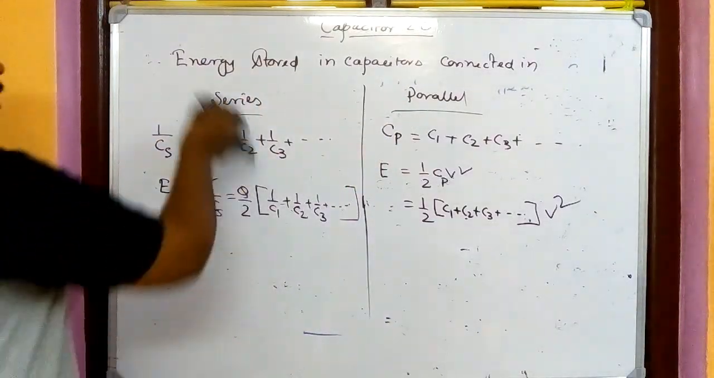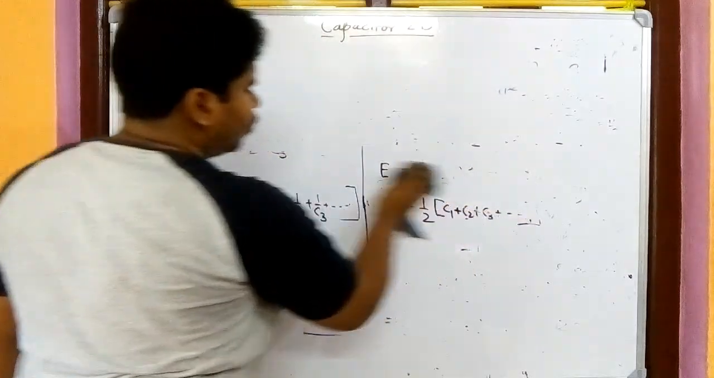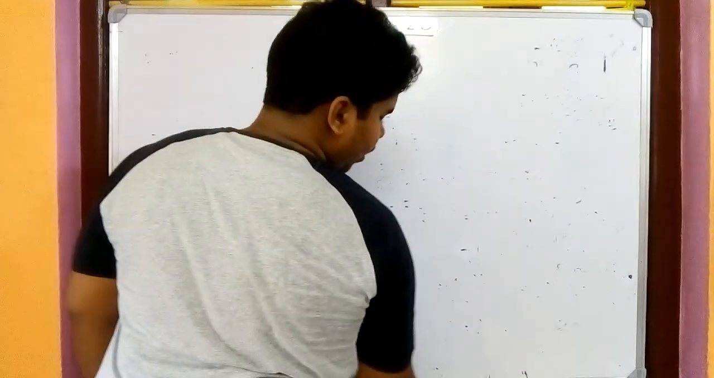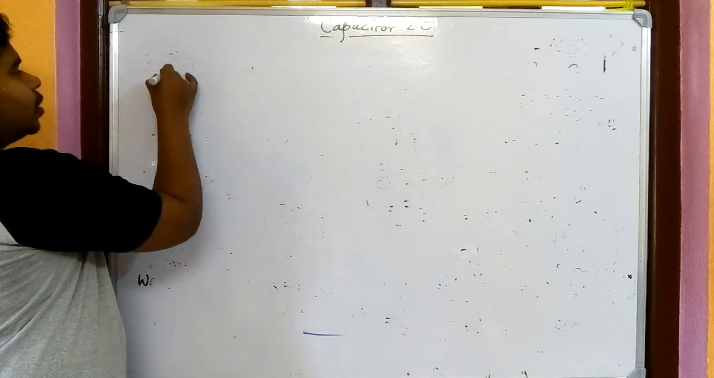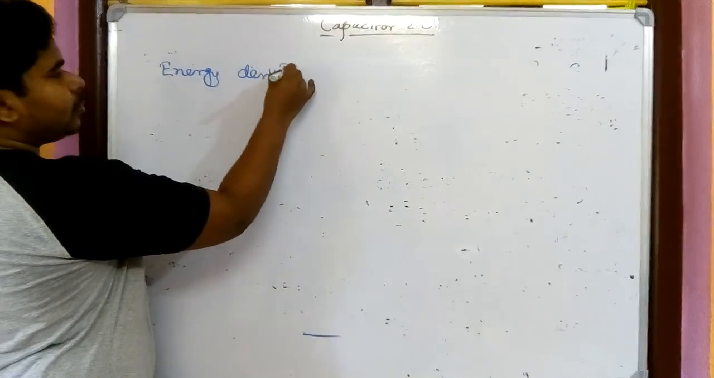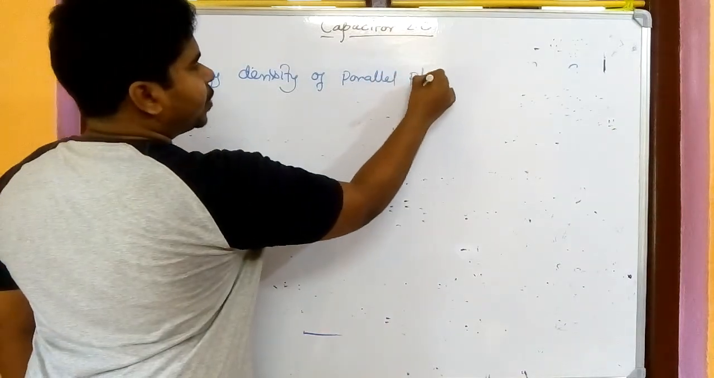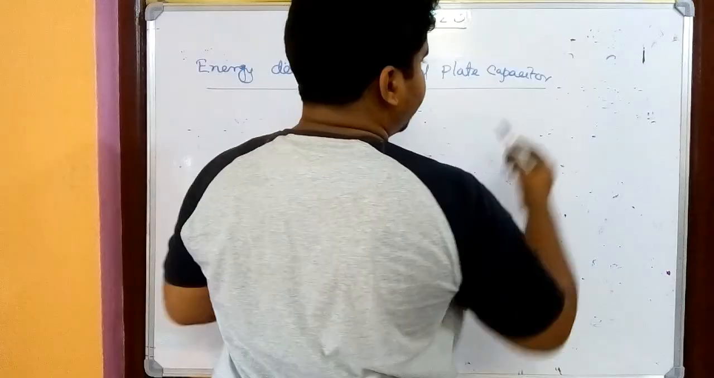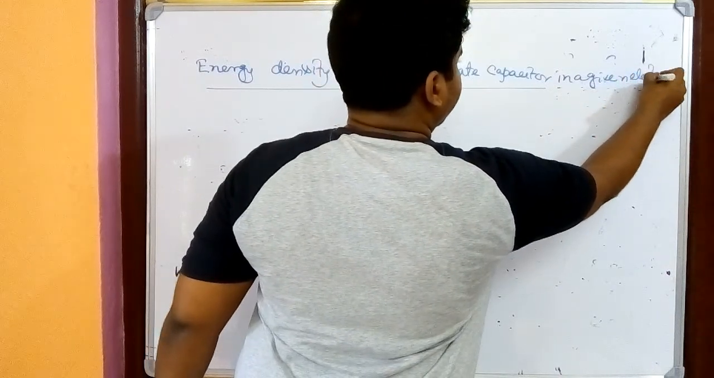Now, going to the last part of today. I think I could go more, but if I go more, it will be hectic for you to understand, so I will not go much. The last topic we will discuss today, and then the next video will come later. Okay, so: energy density of a parallel plate capacitor in a given electric field.